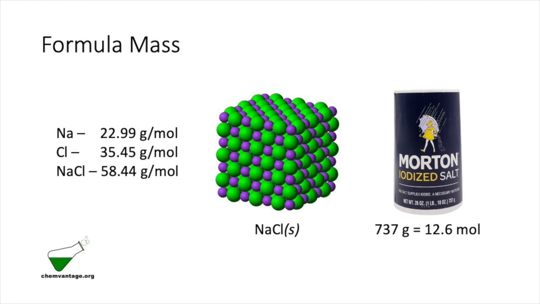Many materials do not exist as discrete molecules, but we can use the same techniques on the formula unit, which is the smallest uncharged repeating unit of atoms in the compound. Sodium chloride has a formula mass of 58.44 grams per mole. So a container of salt that you might purchase at the grocery store contains 12.6 moles of sodium chloride.